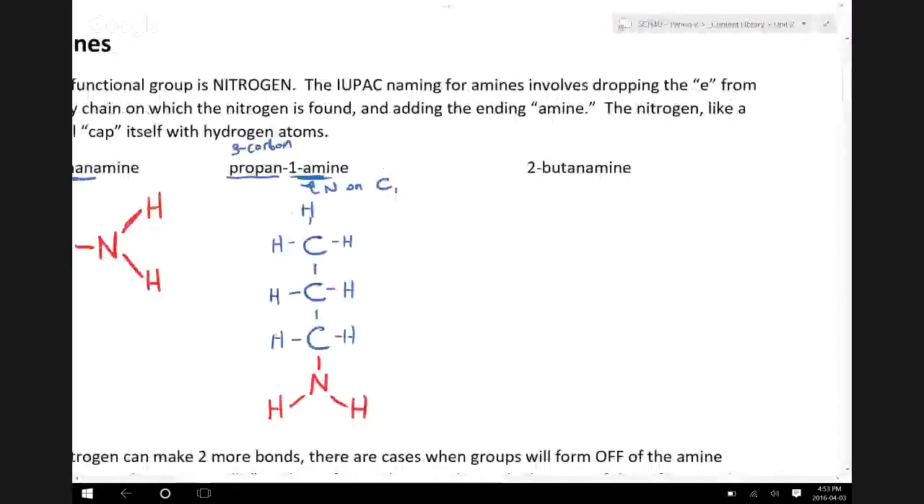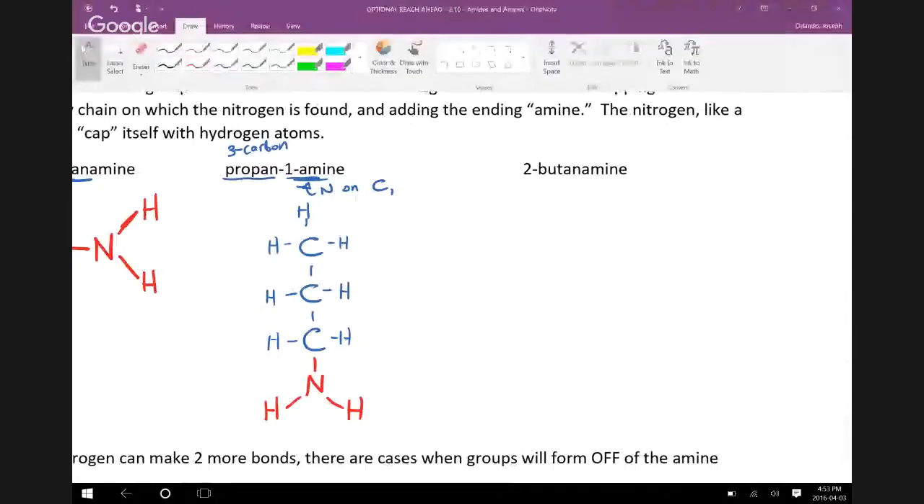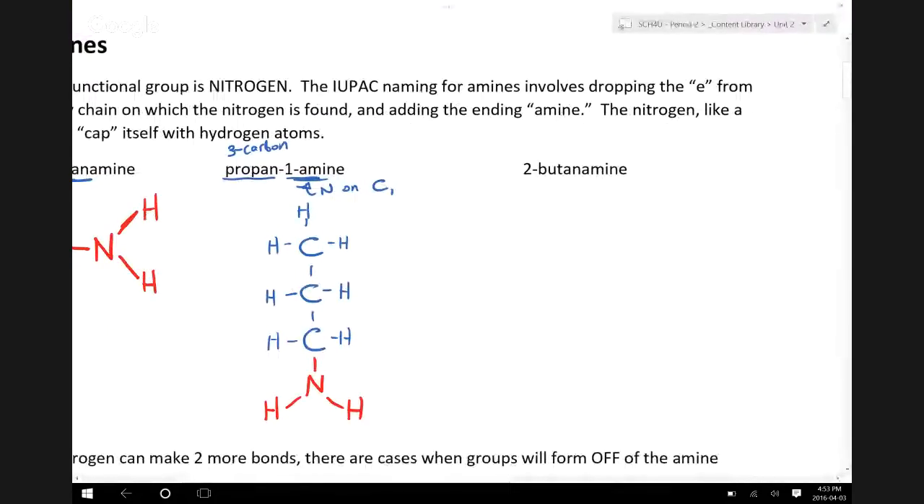All right, and then I want to draw at least one using a skeleton diagram. So here we have 2-butanamine. So butane, of course, is 4 carbons, 1, 2, 3, 4, just like that. And we're being told here that we have an amine group on the second carbon. And we would draw it like that. All right, so this is quite straightforward.